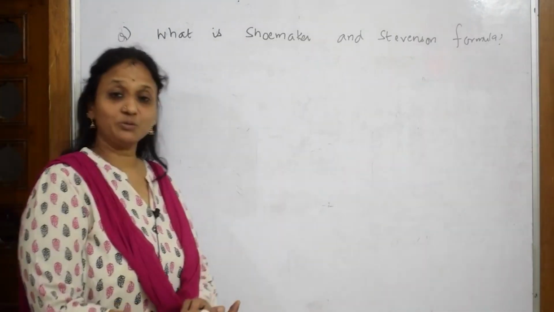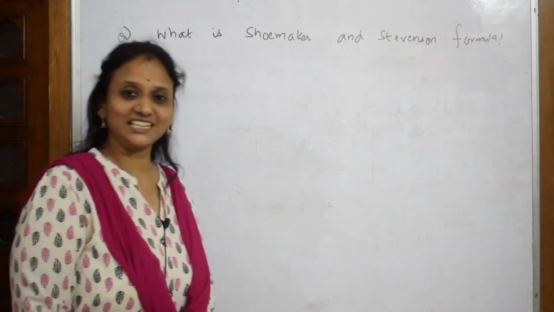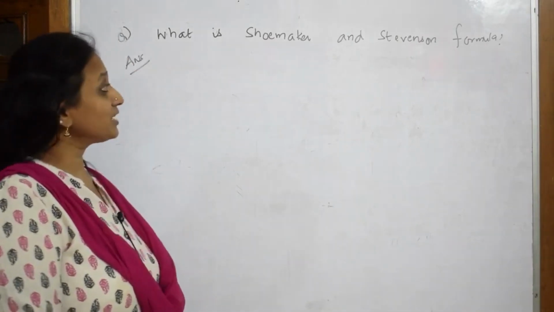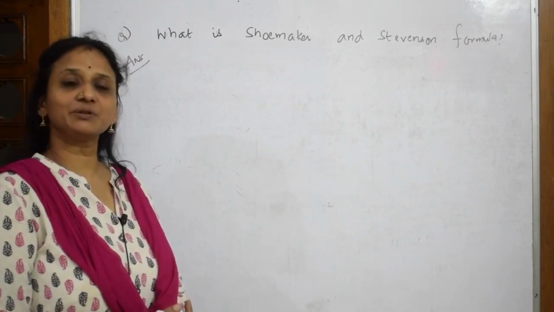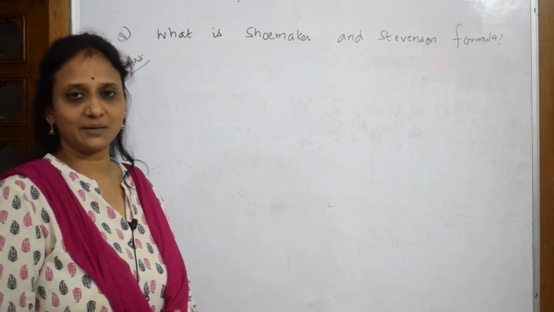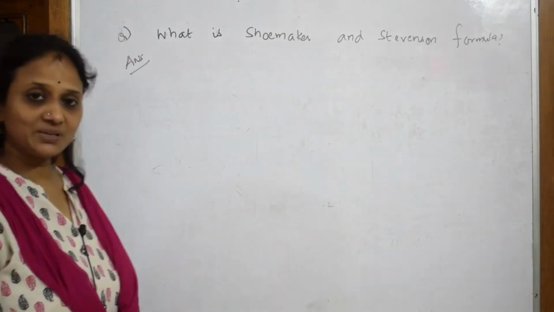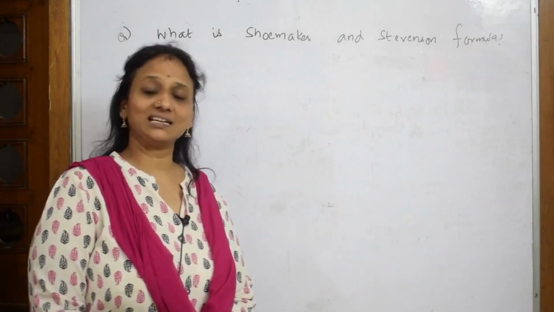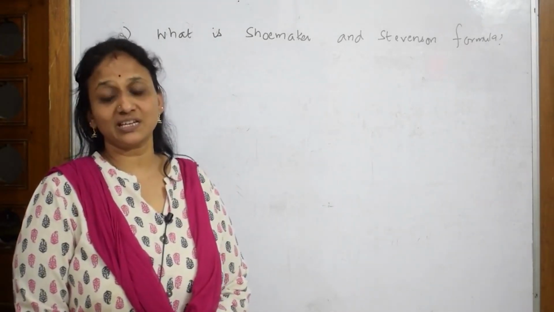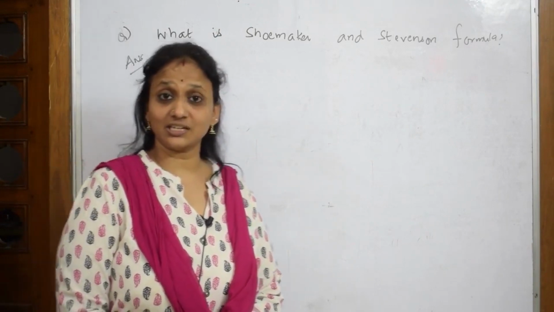Alright, now one more question of your JD League book. What is the Shoemaker and Stevenson formula? This is not there in NCERT, but it is a simple formula which you can remember and apply in the numericals given to you. So basically, we very well know what are the different types of atomic radii, covalent radii, ionic radii, van der Waals radius, anionic radius, cationic radius, isn't it?